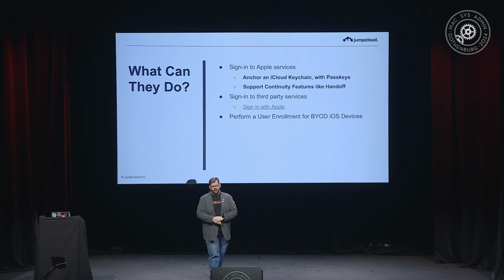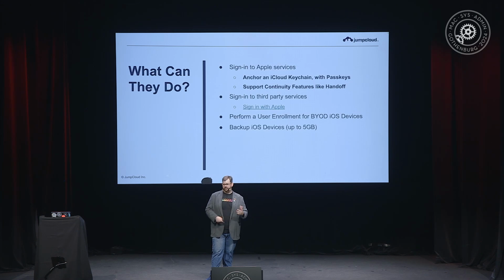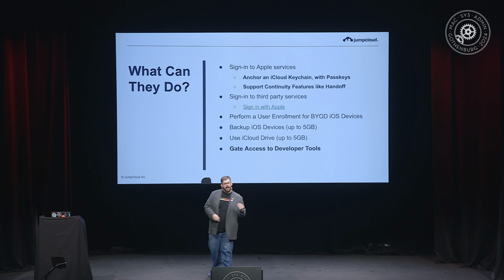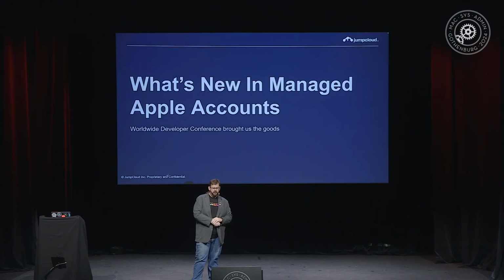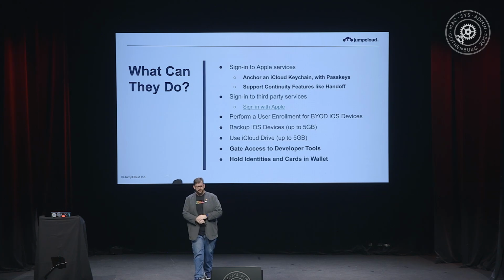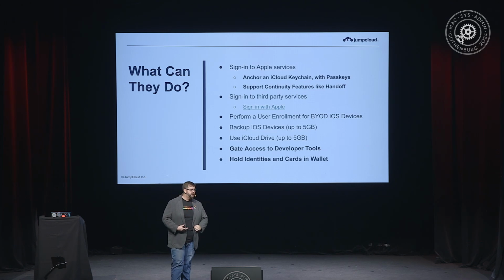You can also perform a user enrollment for BYOD, which is to say personally owned iOS devices. You can back up iOS devices up to 5 gigs and use iCloud Drive up to 5 gigs. And you can gain access to key resources like developer tools. You can hold identities and cards in Wallet. But the important thing here is that all of these come with asterisks associated with them. If you want more than 5 gigs of storage, I have some very bad news for you. May I suggest working in education, where you get 200 instead?